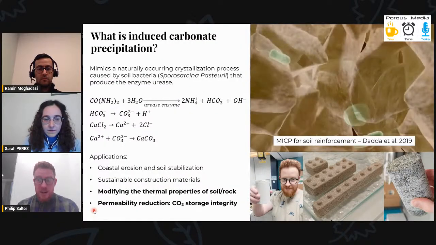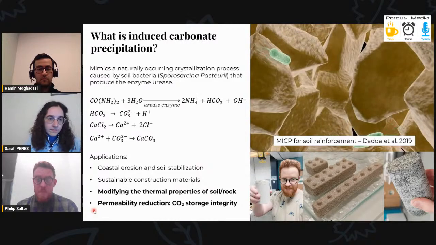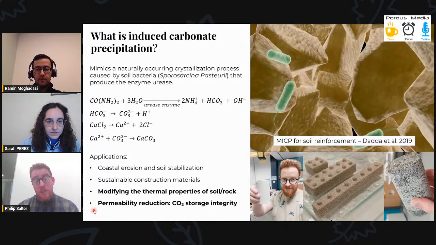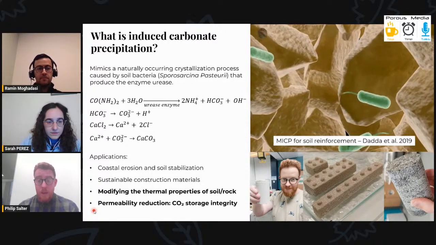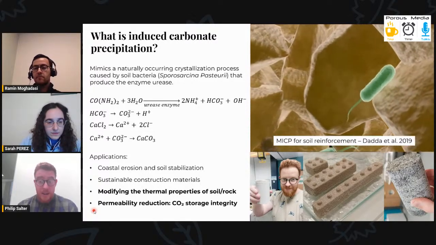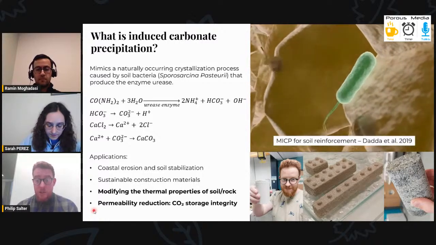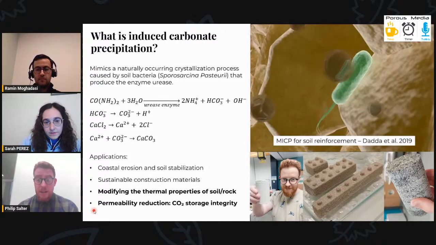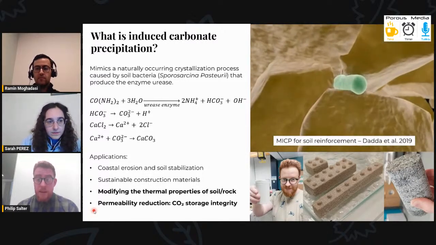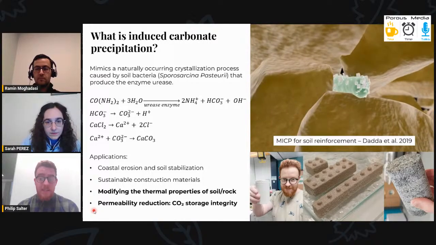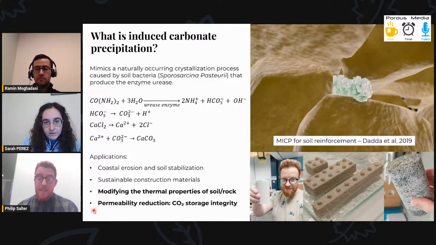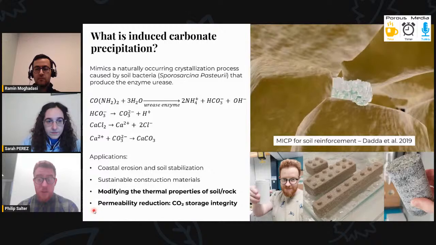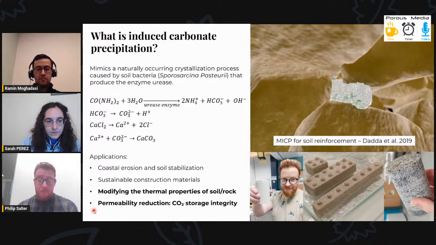So what is induced carbonate precipitation? Well, it mimics a naturally occurring crystallization process caused by soil bacteria that produce the enzyme urease. We can either inject the bacteria directly, as shown in this video on the right, produced by Abdel Data. We can extract the enzyme from the bacteria or from plant-based sources such as soybeans and jack beans.